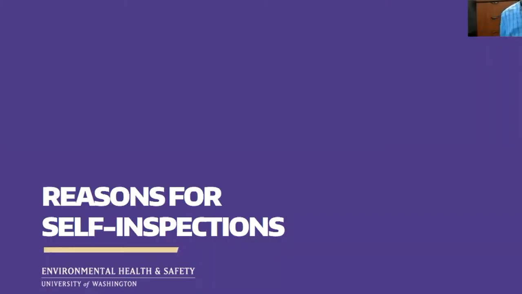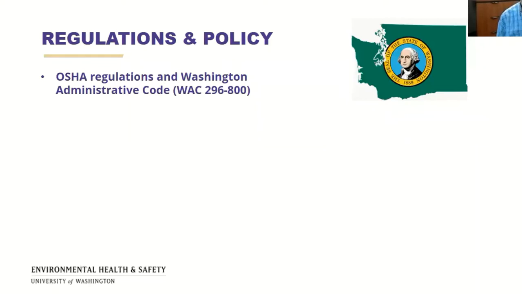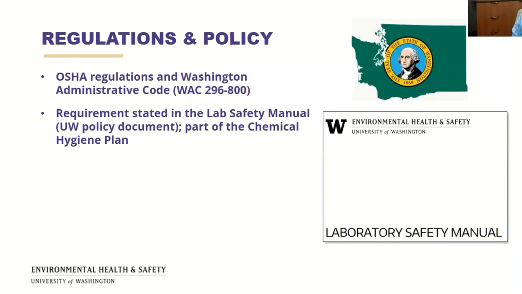So let's start by discussing the whys. Why do you need to do self-inspections of your lab? First of all, OSHA and Washington State administrative codes mandate self-inspections of workspaces to be done by the responsible party. In the case of a lab, this is the PI or chemical hygiene officer. Secondly, it is a requirement that is stated in the lab safety manual as being part of your chemical hygiene plan. The lab safety manual is a UW policy document.